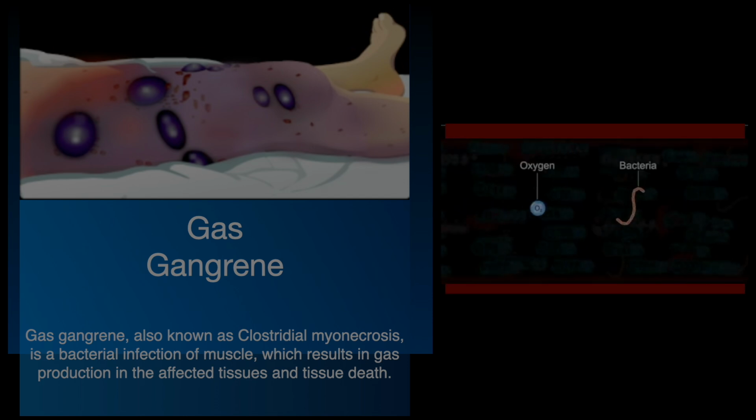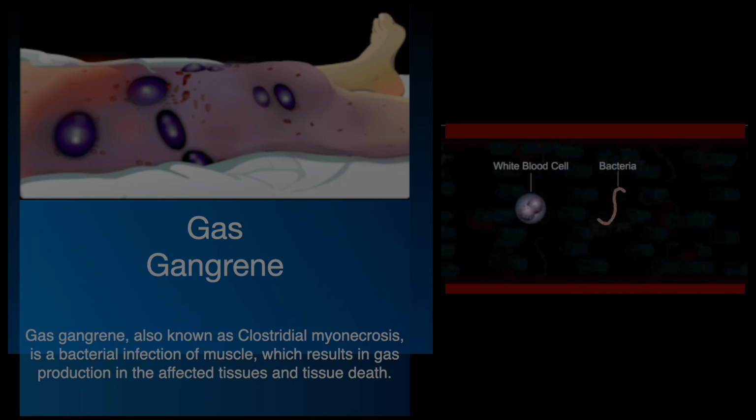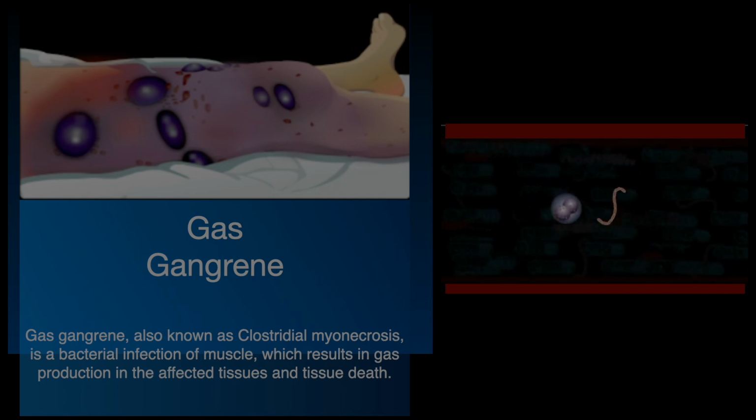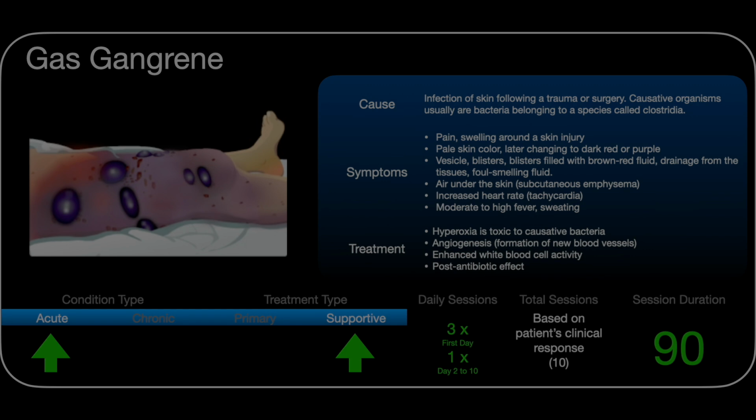Gas gangrene, or clostridial myonecrosis, is a bacterial infection of muscle which results in gas production in the affected tissues and tissue death. Gas gangrene is an acute condition, and hyperbaric oxygen therapy is considered a supportive treatment modality. The cause of gas gangrene is infection of the skin and muscle following trauma or surgery. The causative organisms are usually bacteria belonging to the Clostridial species.